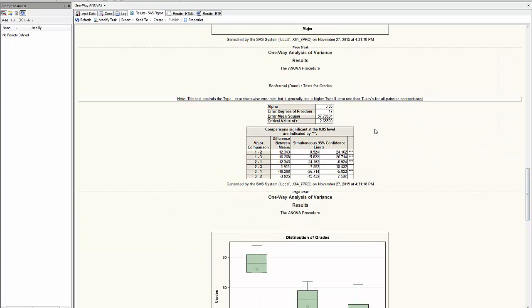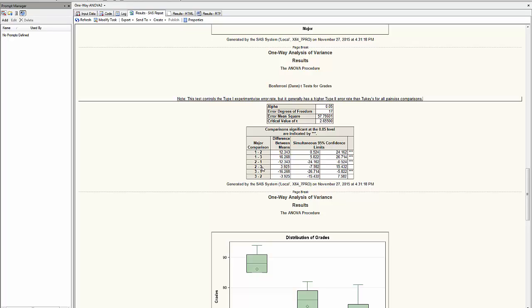In order to compare the actual mean differences, we need either the t, the Bonferroni, or other tests as were suggested. The Bonferroni test presented here gives me an analysis of whether the differences are significant. Triple star indicates that the mean of the first group and the second group are significantly different, and that can be confirmed by the fact that 0 is not included in the confidence interval.